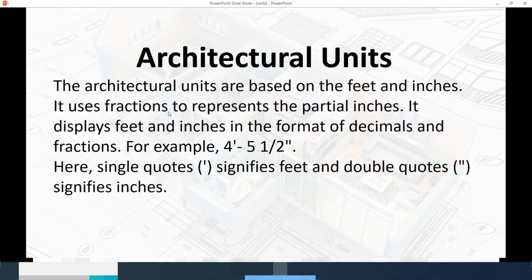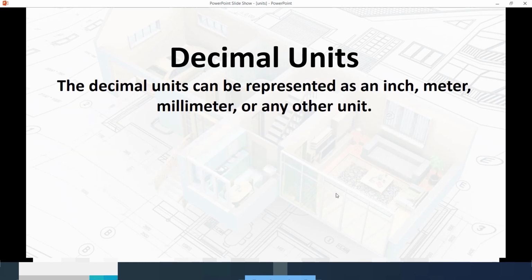First we have architectural units. The architectural units are based on feet and inches. It uses fractions to represent the partial inches. You can see the example, and you can use a single quote for the feet and double quotes for inches. This is what architectural units do. The next one is decimal units. Decimal units can be represented as inches, meters, millimeters or centimeters.